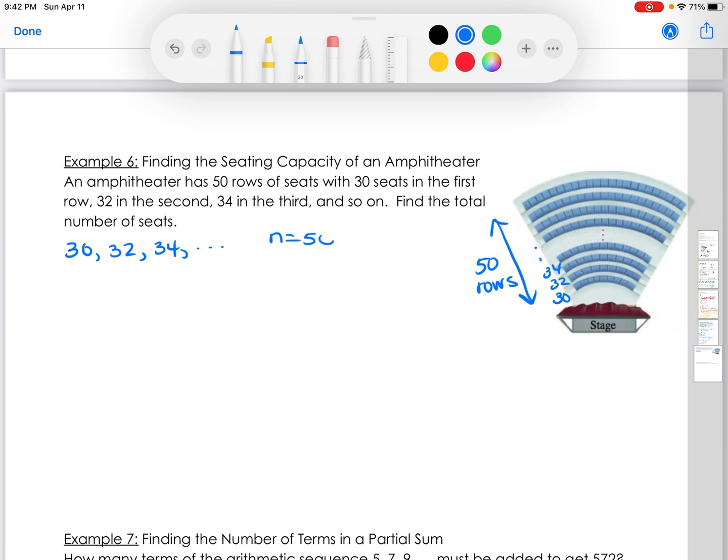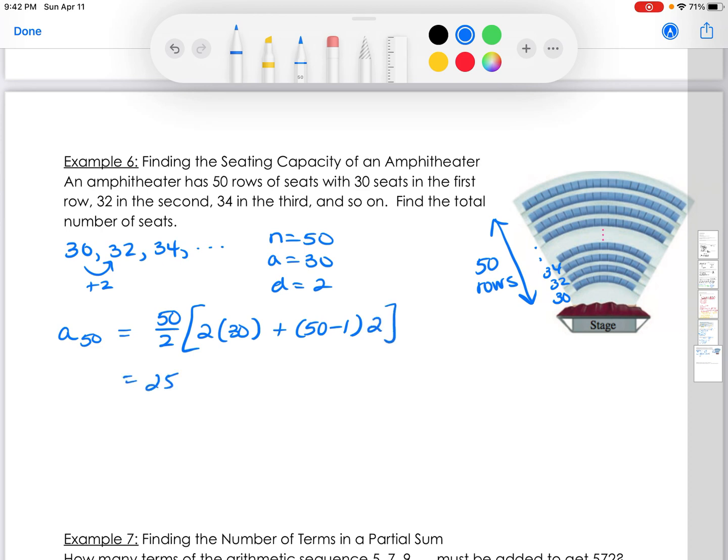So N is 50, A is 30, and it looks like we're adding 2 seats to each row, so D is 2. So we have S sub 50 is going to be equal to N over 2, so 50 over 2, times 2 times the first term, plus N minus 1 times D. All right, so that's 25. That's going to give us 60 plus 98, and that is going to give us 3,950 seats in total.